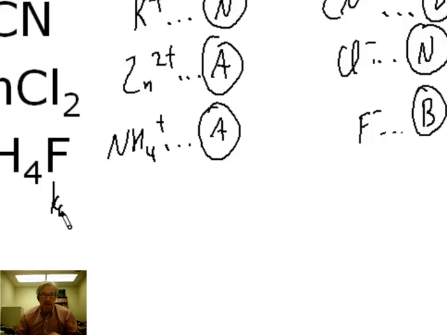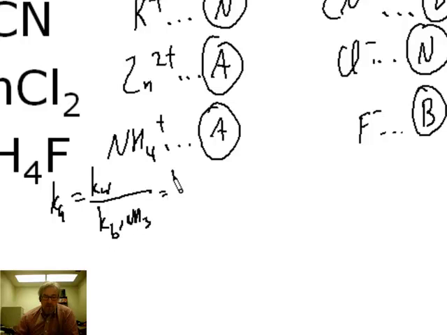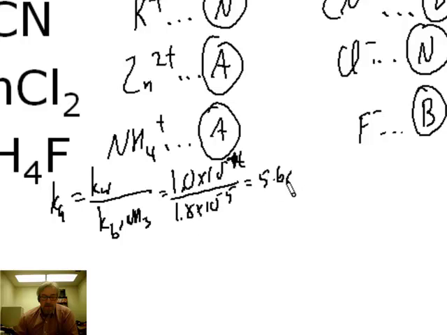So Ka for NH4+ here is going to be equal to Kw divided by the Kb for ammonia. So that's 10 to the minus 14th divided by the Kb for ammonia, which is 1.8 times 10 to the minus 5, and that comes out to 5.6 times 10 to the minus 10.